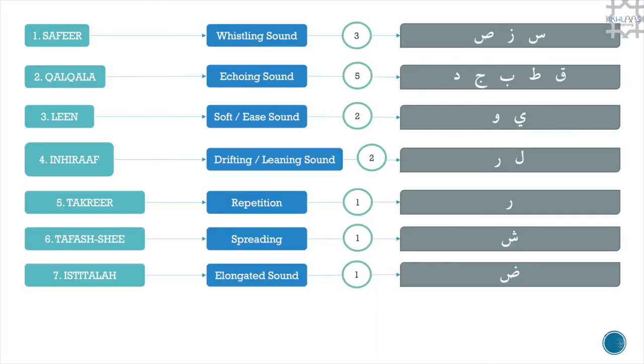So again from the beginning, Safir, which is the whistling sound, it has 3 letters, Sin, Za, Sad. Qalqalah, which is the echoing sound, has 5 letters, Qutubu Jad. Leen, which is soft ease sound, has 2 letters, Ya Sakina, Waw Sakina, preceded by a fatah. Inhiraaf, which is the drifting or the leaning, the 2 letters, Lam and Ra. Takreer, which is the repetition, has 1 letter, the letter Ra. Tafash-shee, which is the spreading of the sound, is 1 letter, the letter Sheen. Istitaalah is the elongated sound, which is 1 letter, the letter Dad.